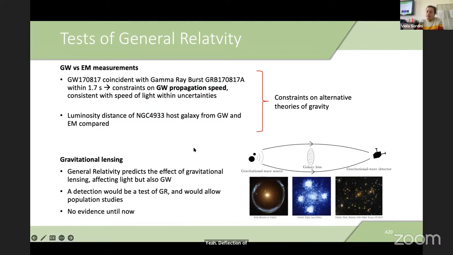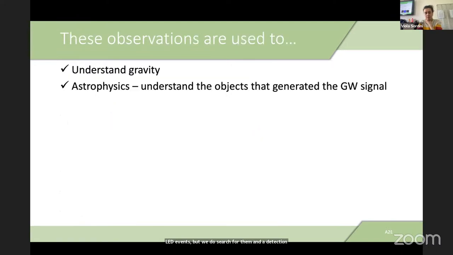And so we expect that gravitational waves can be lensed as well. So you have here a coalescence and then a strong gravity field. And then, for example, you will see the image from an event twice. This is our interferometer. We didn't detect any lensed events, but we do search for them. And a detection would be, again, a test of general relativity.